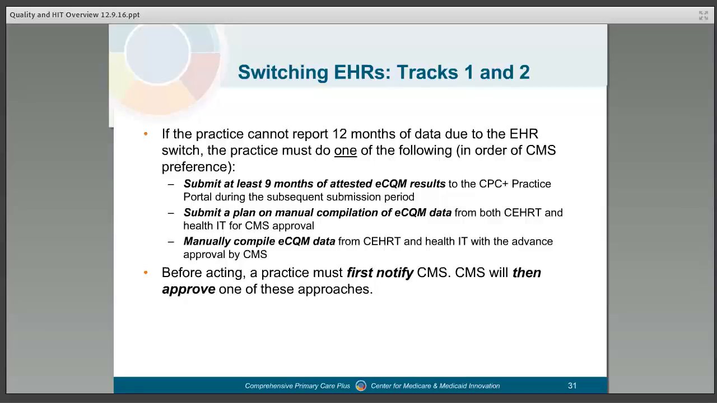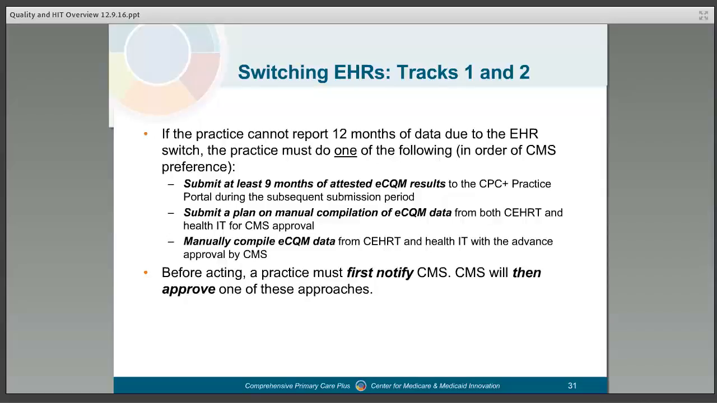Number 1, submit at least 9 months of attested eCQM report results into the CPC Plus practice portal during the subsequent submission period. Second, if you can't do that, submit a plan for a manual compilation of eCQM data from both certified EHR technology and health IT for CMS approval. And finally, the last option is to manually compile eCQM data from your certified health IT.